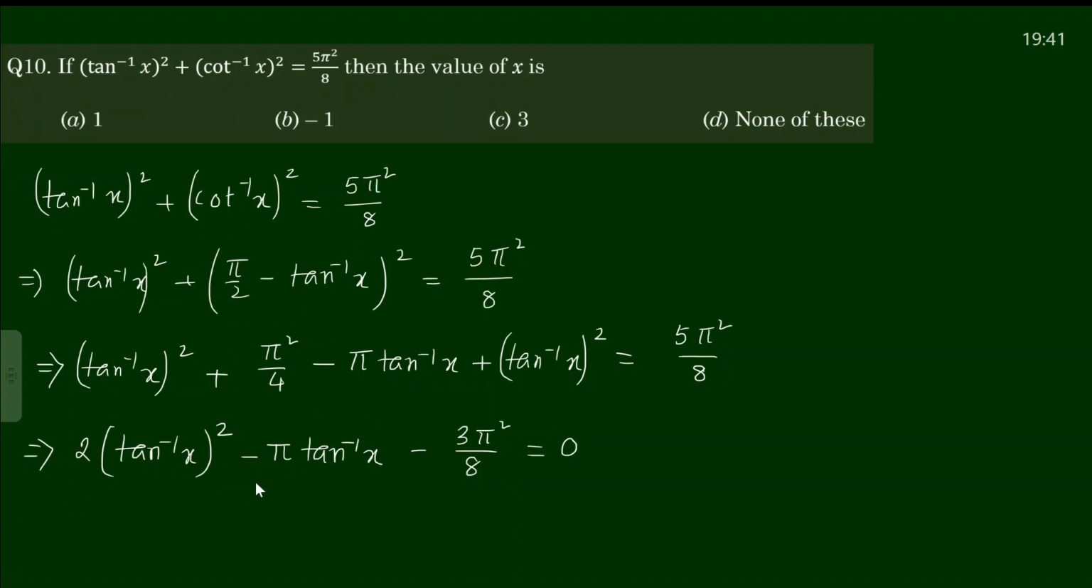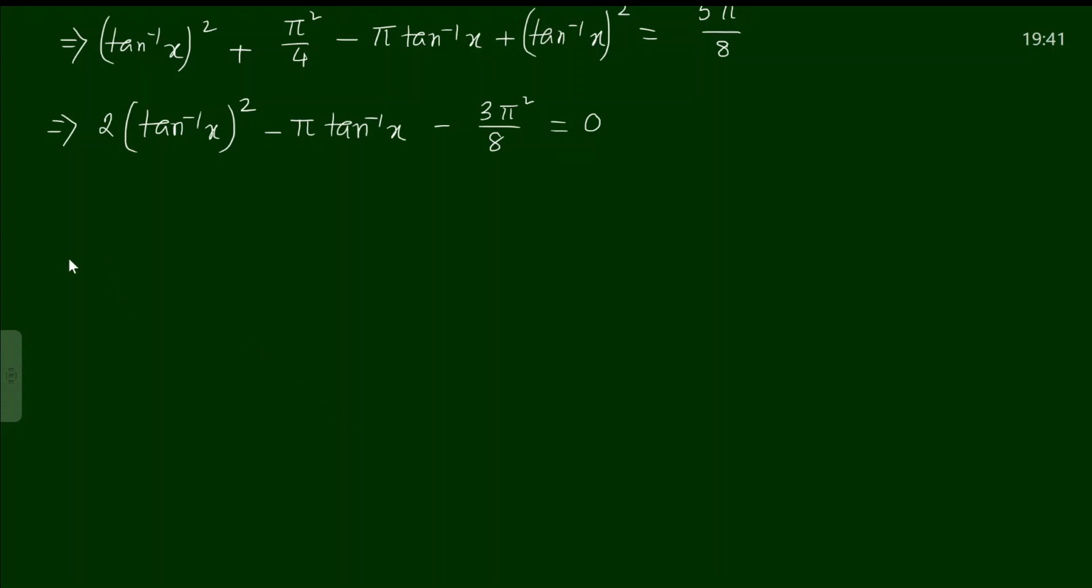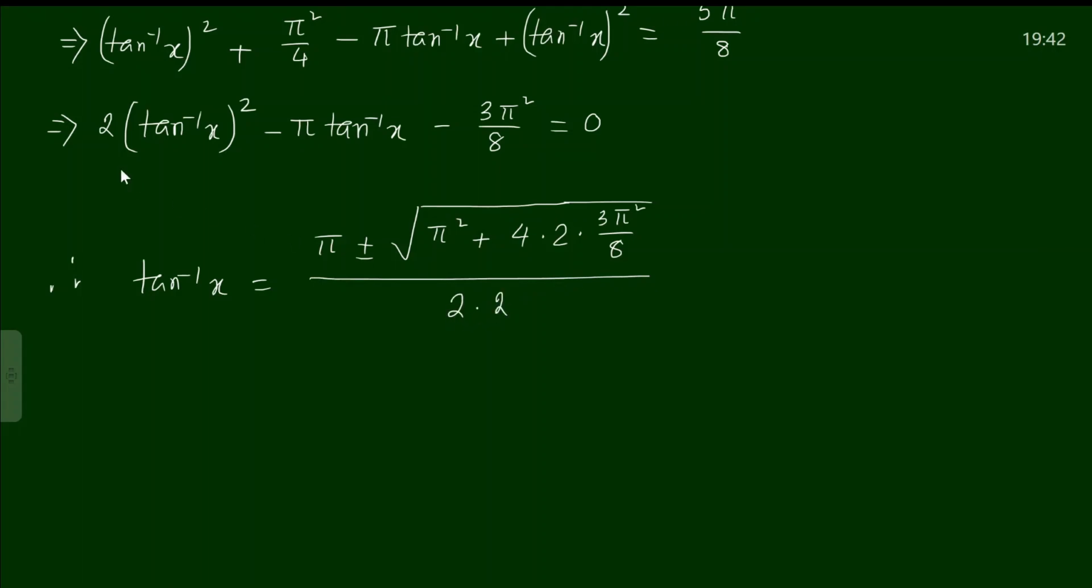Now we can find the value of tan inverse x from here. It is a standard quadratic equation in tan inverse x. So by using the formula for the solution of a quadratic equation, you can write: tan inverse of x is equal to minus b, here minus of minus pi, it is simply pi, plus or minus root over b square, b square is pi square, minus 4 into a into c, that is 4 into a is 2 into c is negative this one, so it will be positive, then 3 pi square by 8, and whole terms divided by twice a, 2 only.